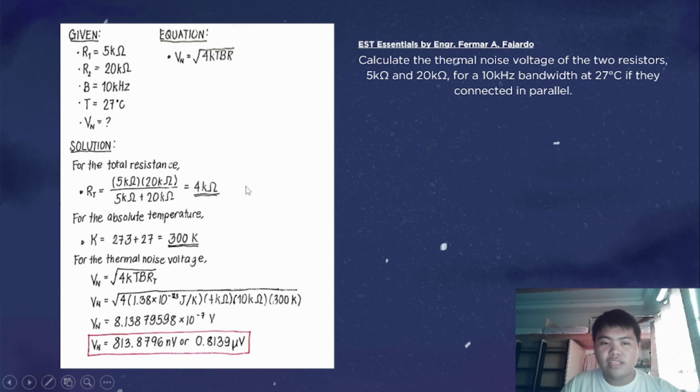Now that we have found the total resistance and the absolute temperature, we can find the thermal noise voltage. So just simply substitute all the given values with the Boltzmann constant of 1.38 times 10 raised to negative 23 joules per Kelvin. We get 8.1387958 times 10 raised to negative 7 volts. Or in engineering prefix, we have 813.8796 nanovolts or 0.8139 microvolts.